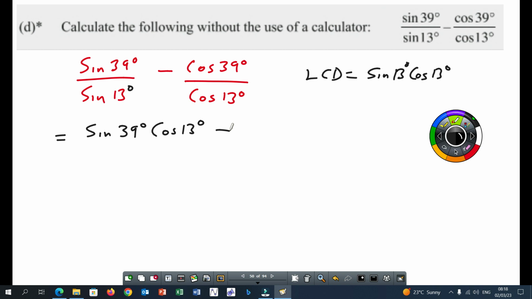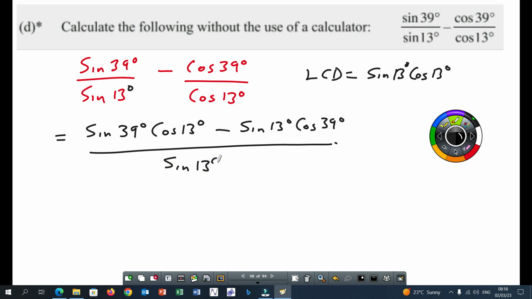In this case, I prefer to start with sine. So I can start with sine 13 times cos 39 degrees, or vice versa, it's the same because of multiplication. Then all over the LCD, sine 13 degrees times cos 13 degrees.